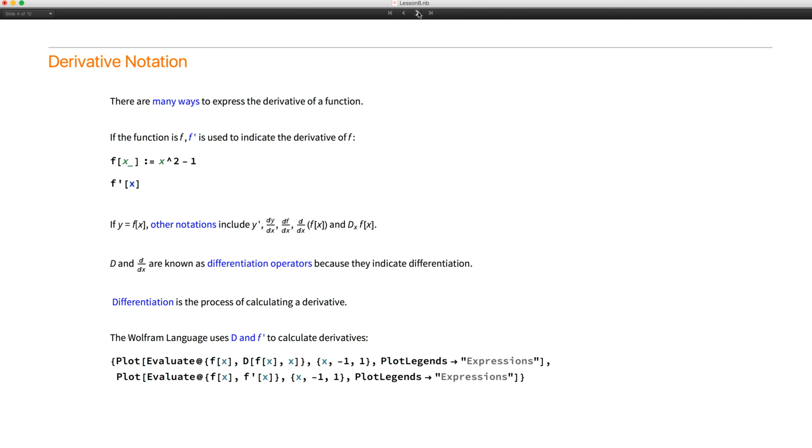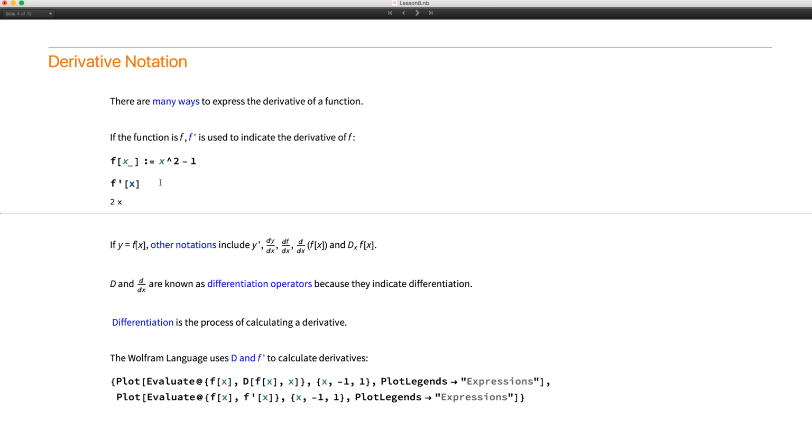Now, the difficulty is that there are many ways to write derivatives, so let's talk a little bit about derivative notation. Some people prefer to write f of x for the function, and then f prime of x for the derivative. Others prefer capital D. Some prefer y prime. Some use dy by dx. Some use df by dx, etc.